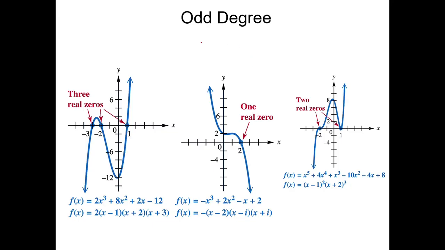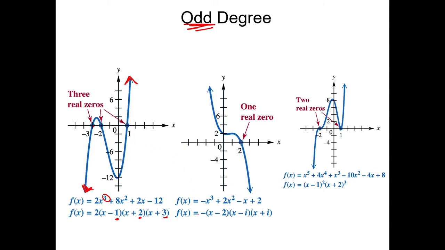Let's look at some examples of odd degree functions. Here we have the function 2x cubed plus 8x squared plus 2x minus 12 and the factored form for it underneath. Notice that the degree is 3 and the tail starts on the bottom left. As you go to the right, the tail ends up on the top. Now if you look at the factored form for it, the zeros are 1, negative 2, and negative 3. This corresponds to the zeros negative 2, negative 3, and 1 on the graph.